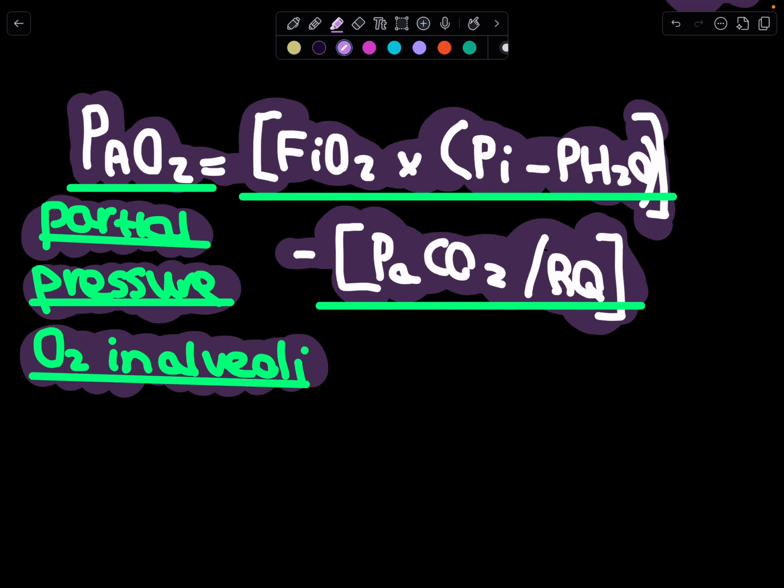Well, so why do we multiply the fractional concentration of oxygen by the pressure of inspired air minus the partial pressure of water? All right, let's clear this up.